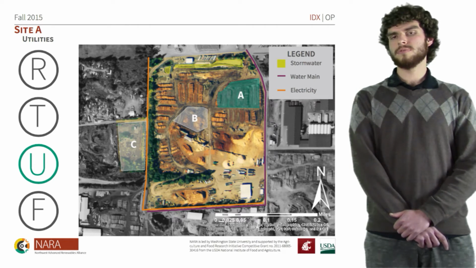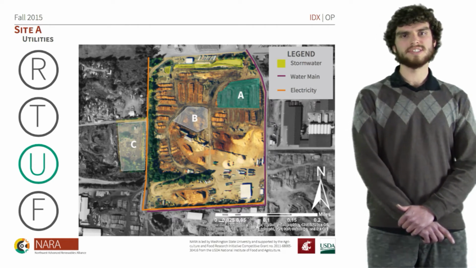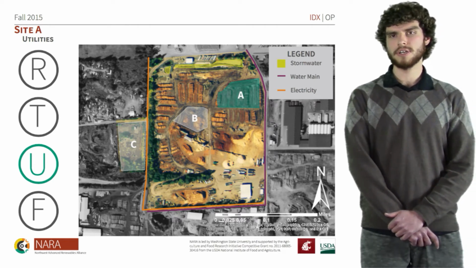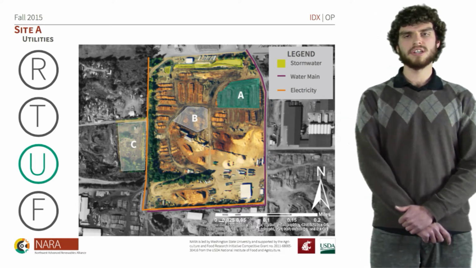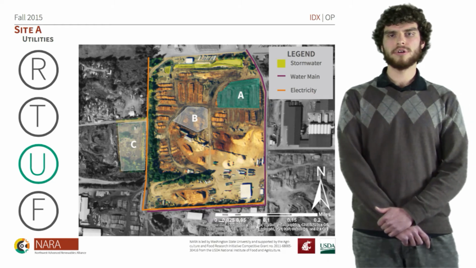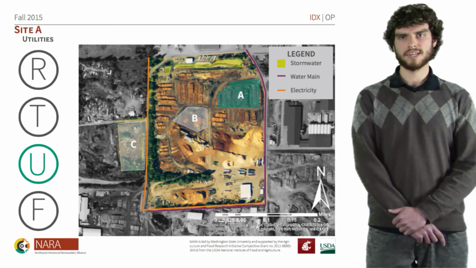The real issue with this site as far as utilities go is the distance from the current electric line. If we're going to use this site, we're going to have to get a connection over there from the current electricity that runs on the west side of the site.